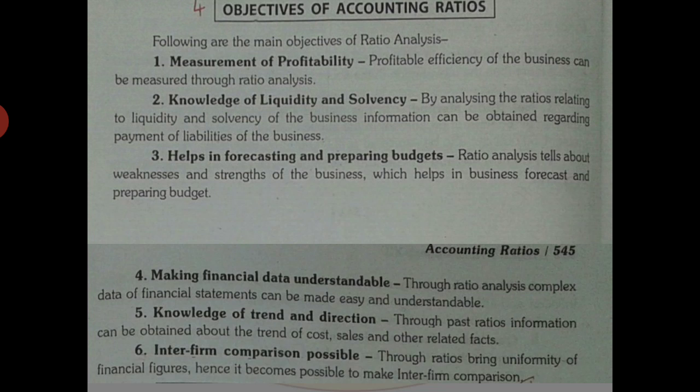It gives us knowledge of the trend and direction of the business, meaning what the market trend of the business is, and in which direction the business is going. It can be known easily. Inter-firm comparison is possible, so it can be done through analysis also, and it becomes easier and more convenient when it is done through accounting ratios.